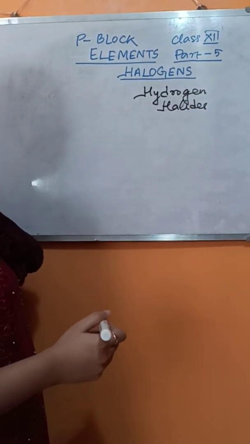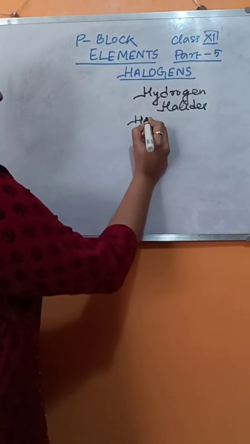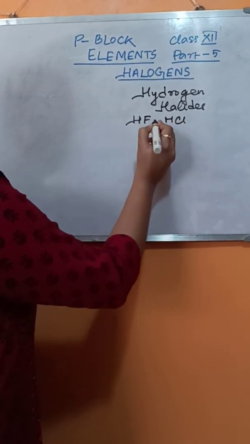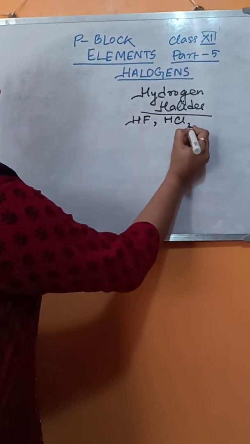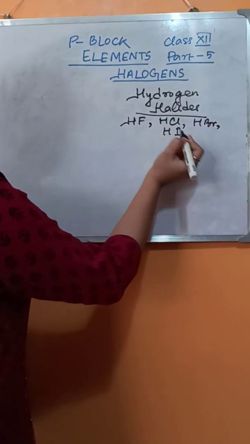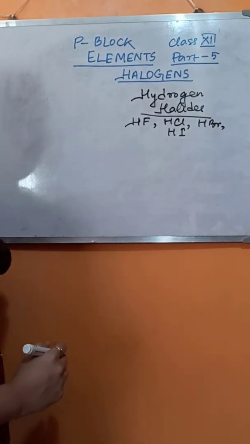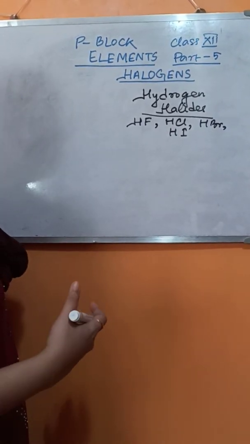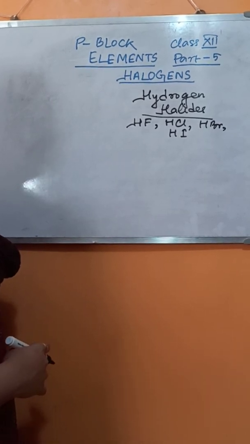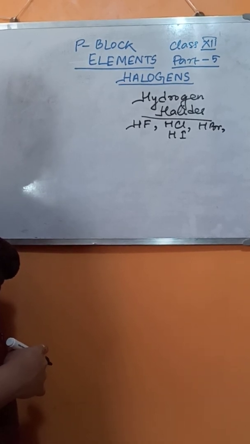Now, what are the hydrogen halides? Hydrogen halides are basically hydrogen chloride, hydrogen bromide, hydrogen iodide. These are the hydrogen halides. Now, first is how you prepare these hydrogen halides. They are prepared by the direct combination of hydrogen and the halogens.